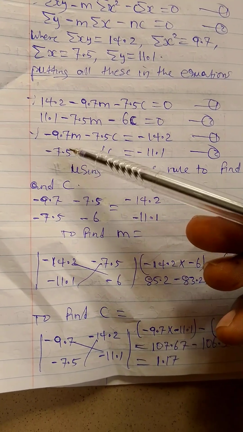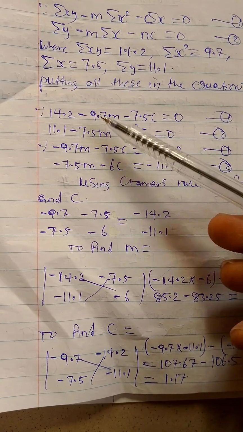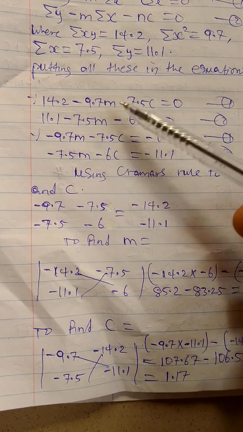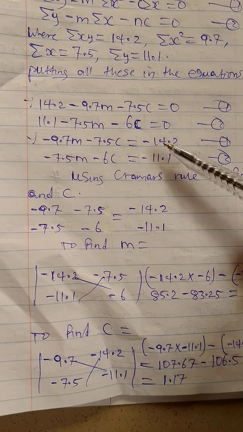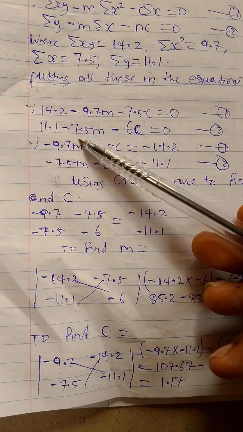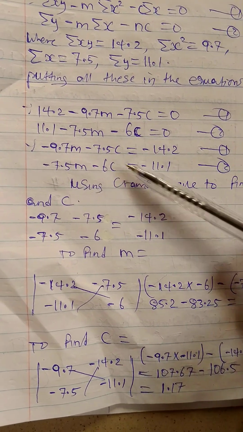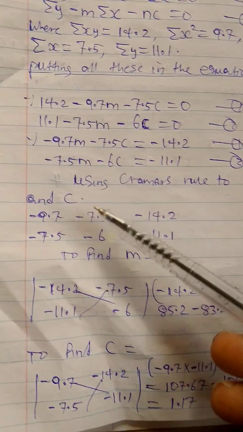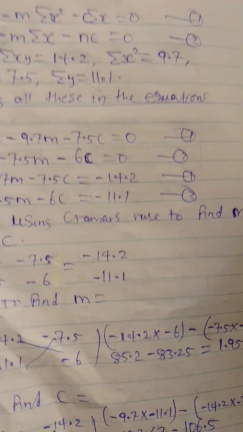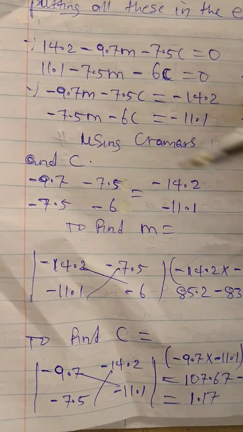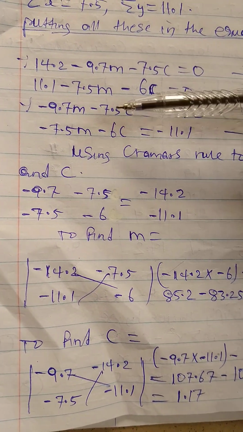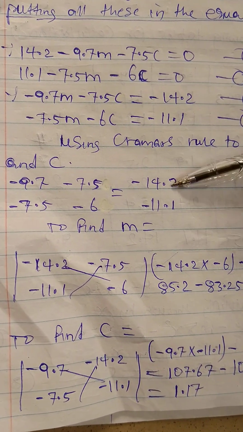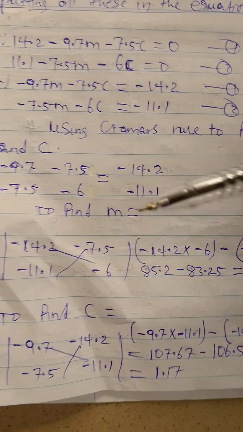Here, if you check this, I have minus 9.7 m minus 7.5 c. This crossover here becomes minus 14.2. See equation 1. Here minus 7.5 m minus 6c is equal to, this crossover here becomes minus 11.1. Equation 2. So using Cramer's rule to find m1 and c. So that becomes minus 9.7, minus 7.5, minus 7.5, minus 6, equal to minus 14.2 and minus 11.1.